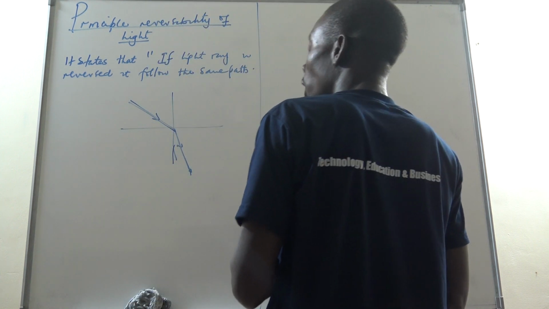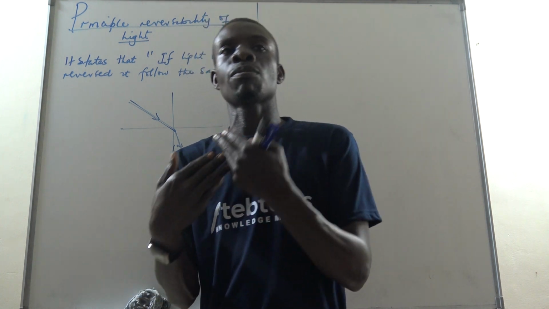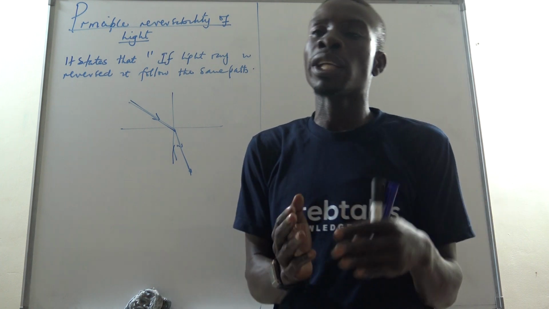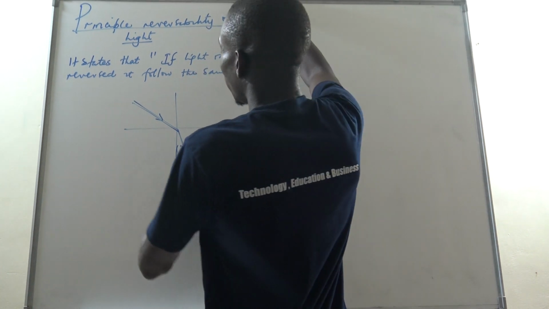That is what we are calling the principle of reversibility of light, that light can reverse its path. It can move from the other point to this side, and from this side to the other point, following the same path. That is what we are calling the principle of reversibility of light.